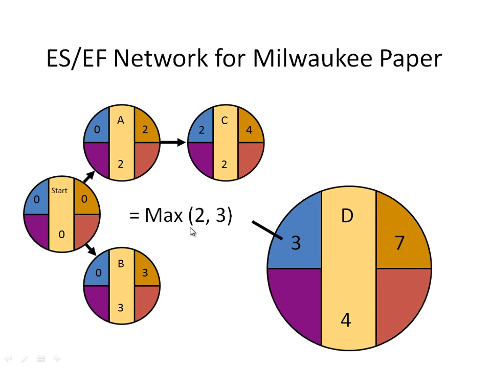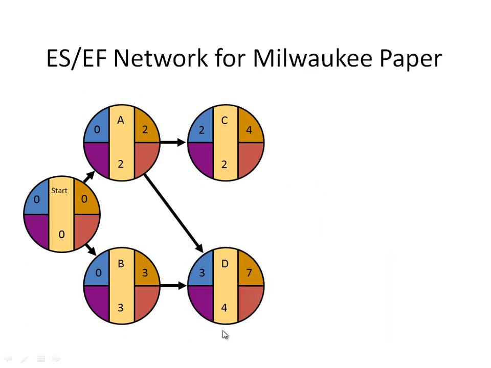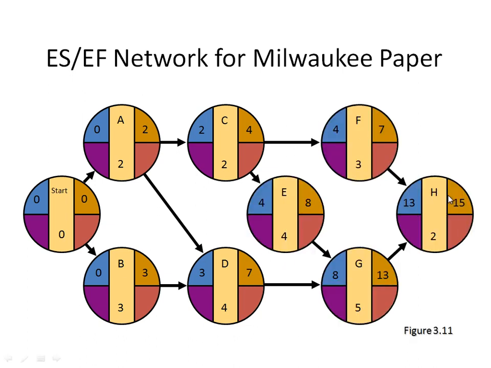That's why I will take the maximum of these 2 nodes to start. So the maximum of 2 and 3 is 3, and that will be the early start for activity D. The duration is 4, so the earliest finish is 7. 3 plus 4 is 7. And so on. We can go with all the nodes until we are done.